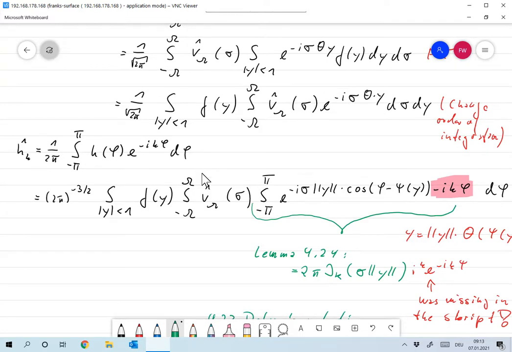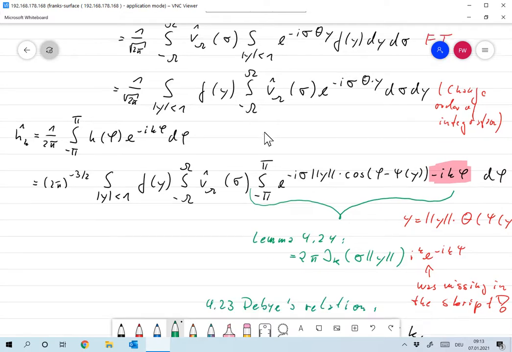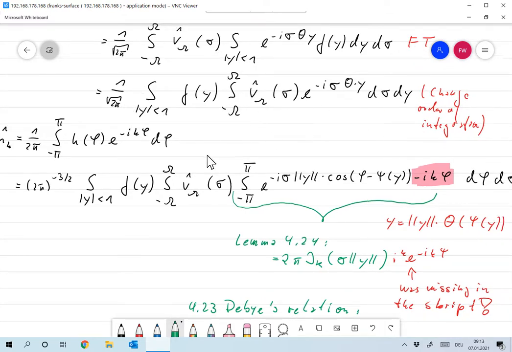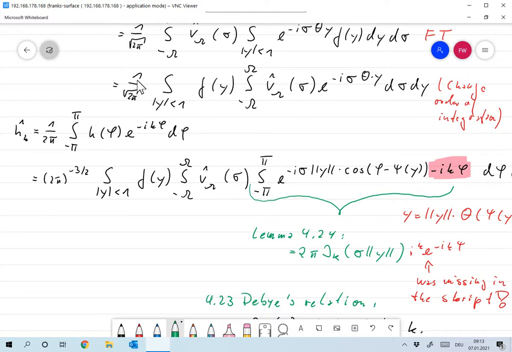Now I want to compute the Fourier coefficients of this function h. The Fourier coefficients are given by h k hat, 1 over 2 pi times the integral from minus pi to pi of h of phi e to the minus i k phi d phi. Now I plug in the definition of h that I just derived over here. So that's now 1 over 2 pi times 1 over square root of 2 pi, that's 2 pi to the minus 3 over 2. I immediately take all the integrals out and put the integral from minus pi to pi on the inside.